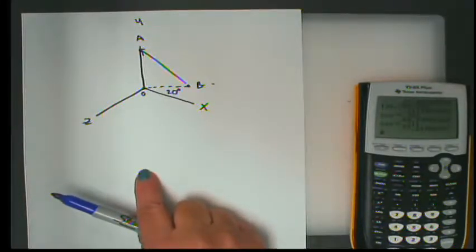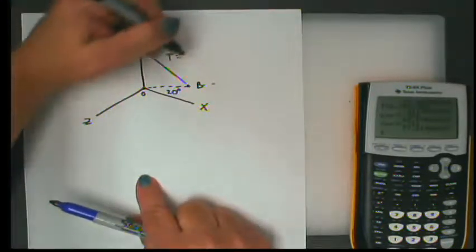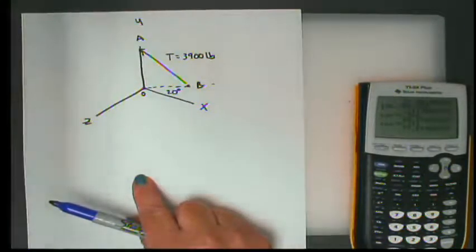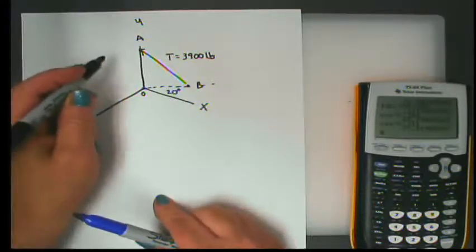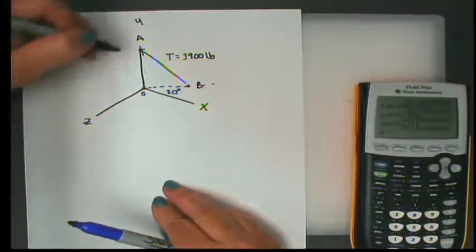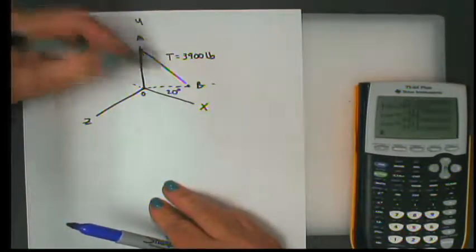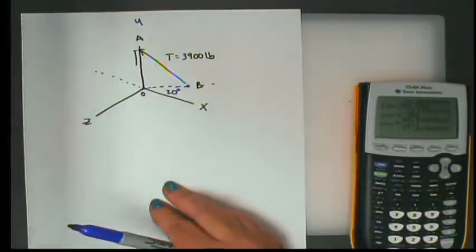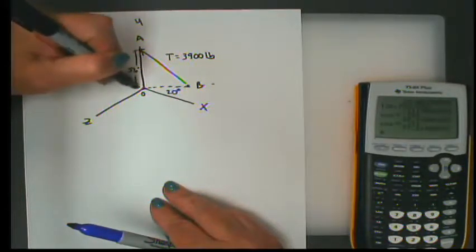We're told that the magnitude of the tension in this cable is 3,900 pounds. And we are told that the distance from the x-axis to point A, if we extended this back, or in other words, how tall this is from A down to the ground, is 56 feet. So we have some of the geometry, don't we?